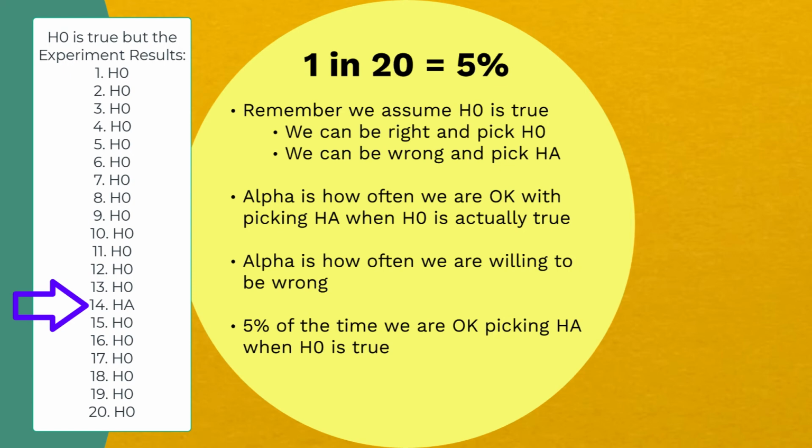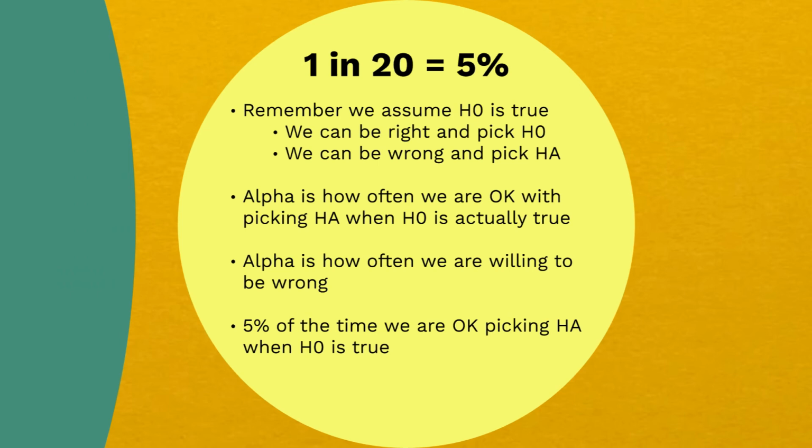Alpha is actually how often we're okay with being wrong by picking the alternative when the null really is true. So alpha is how often we are willing to be wrong in that direction. 5% of the time, we're okay picking the alternative when really there is no relationship and the null is true. Of course, we never really know whether it's the null or the alternative that's true. And the reason that we don't know that is that we cannot collect data on the entire population. We are using a sample.